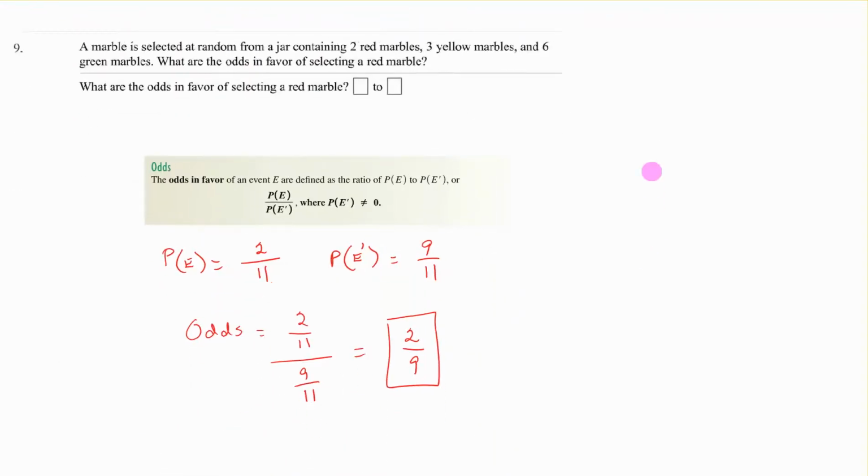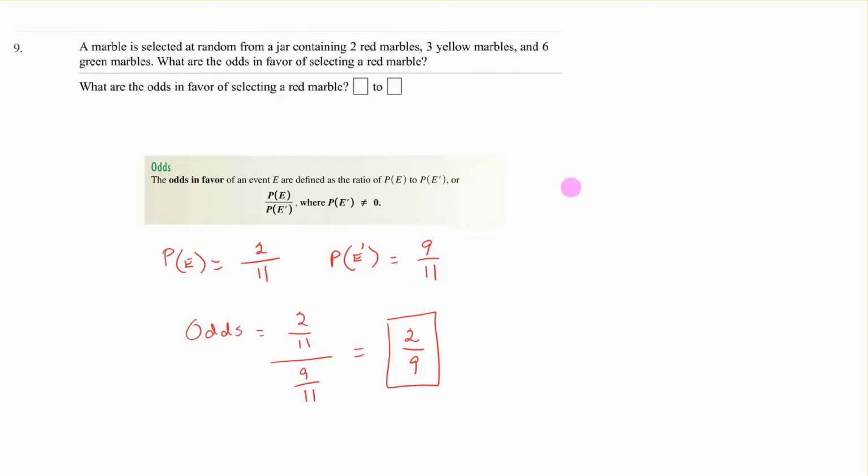A marble is selected at random from a jar containing 2 red, 3 yellow, and 6 green. What are the odds in favor of selecting a red? All right, remember this was our formula for odds. And so the probability of the event is 2 out of 11. There were 11 total marbles. So if the probability of getting a red is 2 out of 11, then E prime, the probability of that, is 9 out of 11, because that's 1 minus that, remember?